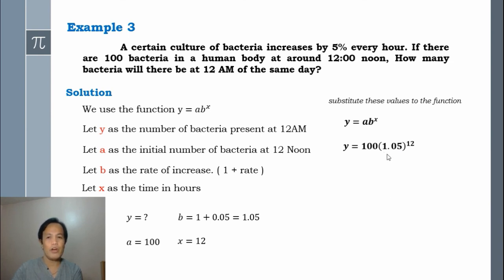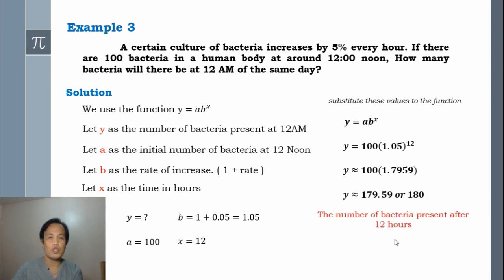We raise 1.05 to 12, that is approximately 1.7959. Then we multiply that by 100, that is approximately 179.59, or 180 bacteria after 12 hours. So 180 bacteria after 12 hours.